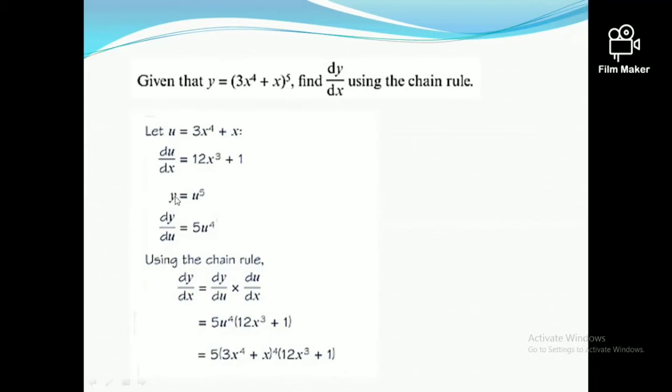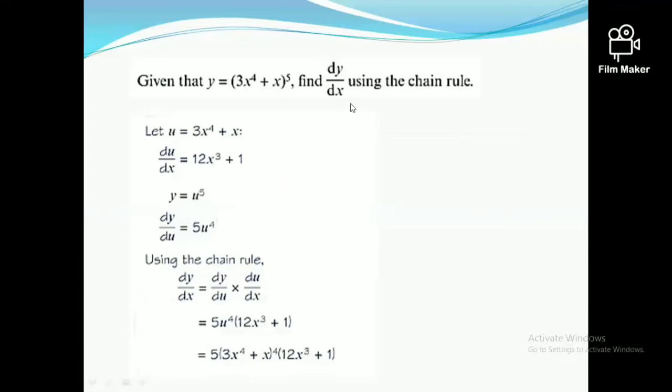Then you know that y is a function of u. Therefore, you can write dy by du. This is not dy by dx. What is the reason it's not dy by dx? Because the function is u in terms of u. Then you can write this is dy by du. If you differentiate it, what do you get? 5u to the power 4.